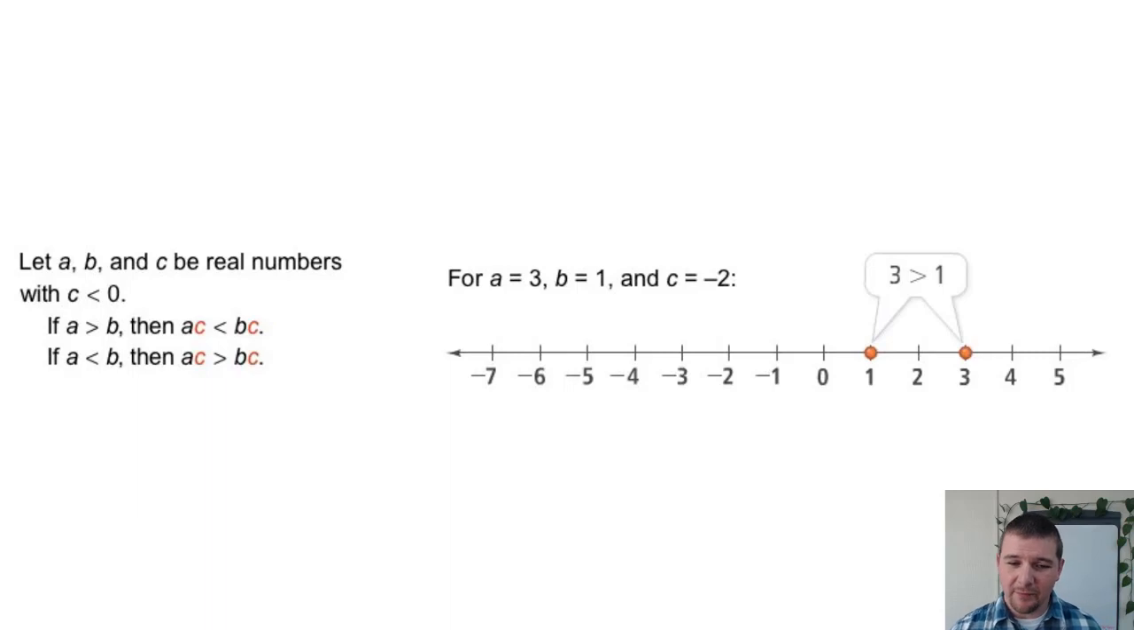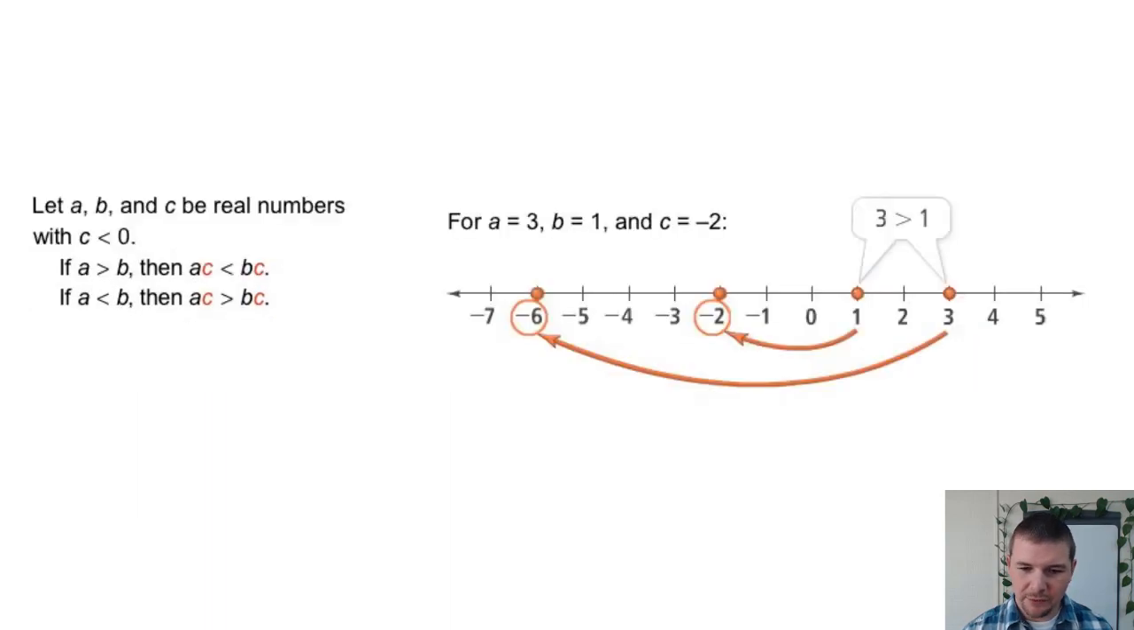We can see that in the diagram. For a equals 3, b equals 1, and c equals -2, when we multiply 1 and 3 by -2, here's the behavior. 1 becomes -2. 3 becomes -6, which is farther to the left on the number line, or less than -2.